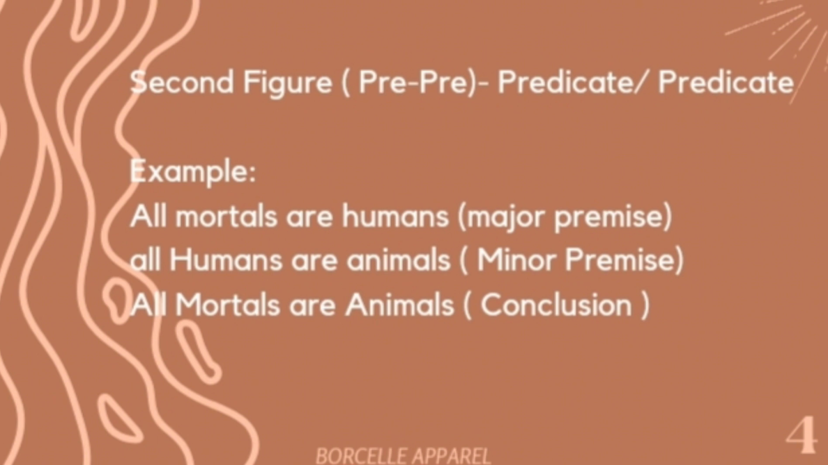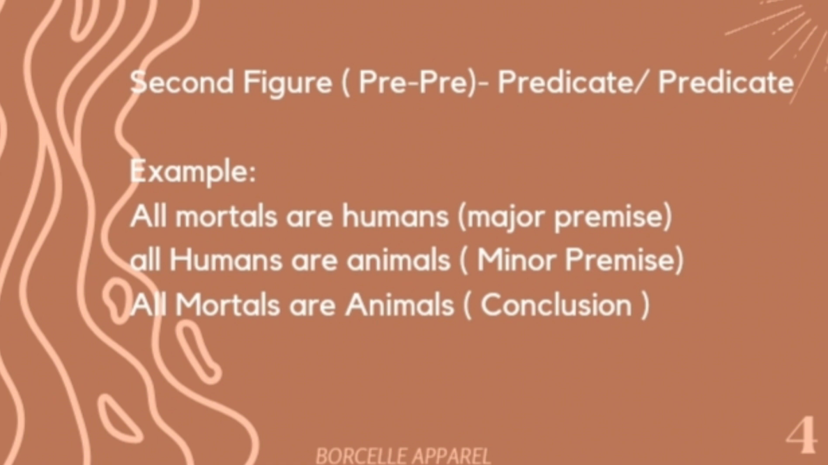in both the major and minor premise. For example, all mortals are humans. Then, in the minor premise, the middle term is again the predicate. For example, all humans are animals. Therefore, the minor term animals is related to the major term mortals. So, the conclusion is all mortals are animals.